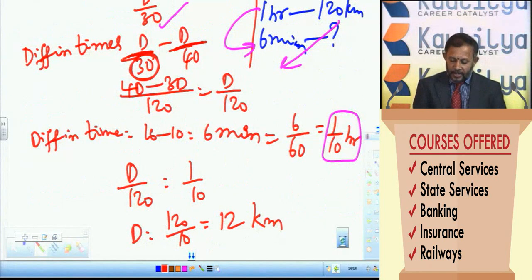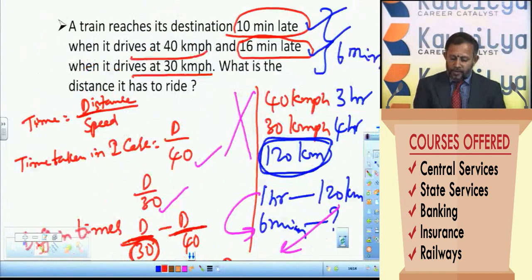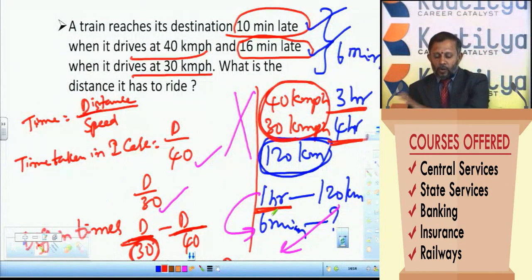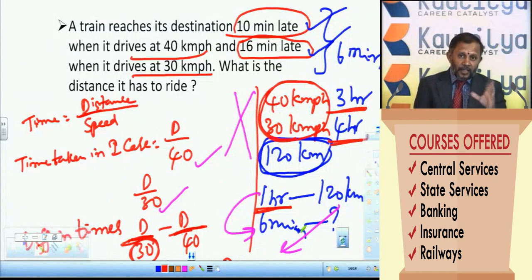But as I said earlier, if you go for a shortcut procedure, the LCM for these numbers 40 and 30 is 120. If you select 120 kilometers as the distance, the times taken are 3 hours and 4 hours, and they differ by 1 hour. 1 hour is the difference if the distance is assumed as 120 kilometers. But here the difference is 6 minutes, or you can say simply 1/10 of the hour. So you can select 1/10 of 120, that is 12.